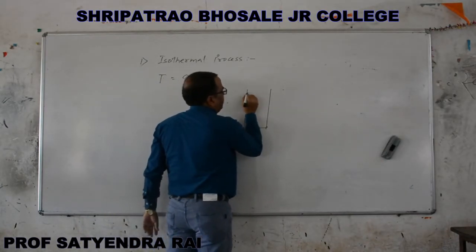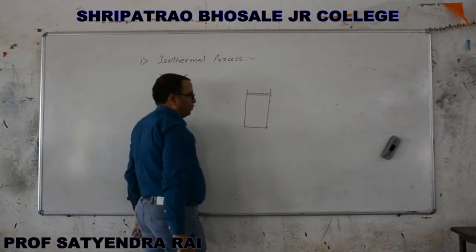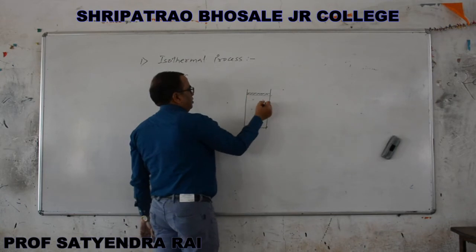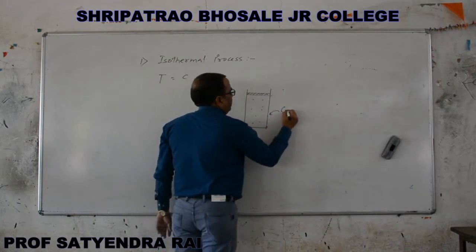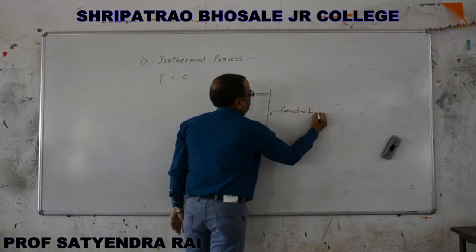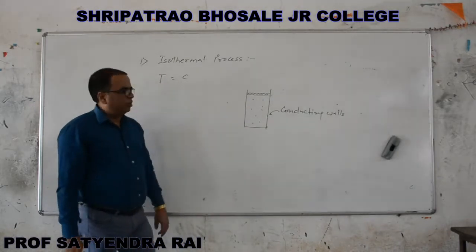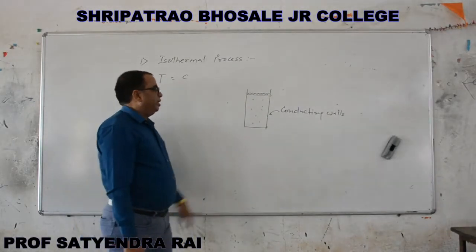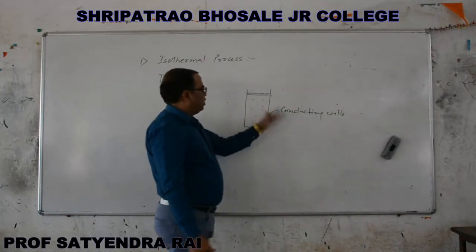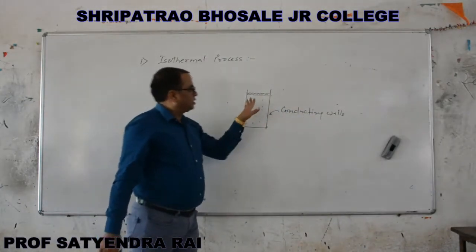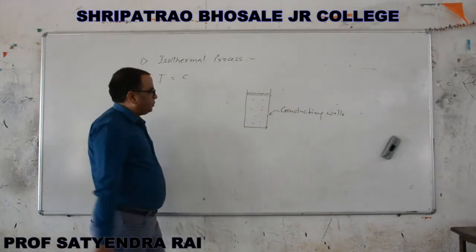Say we have some gas in a container, with a piston. All these walls are made of conducting material. So these are conducting walls. This means they are good conductors. They can conduct whatever heat is there from the system to the surroundings easily and rapidly.